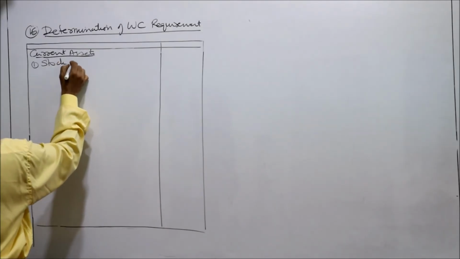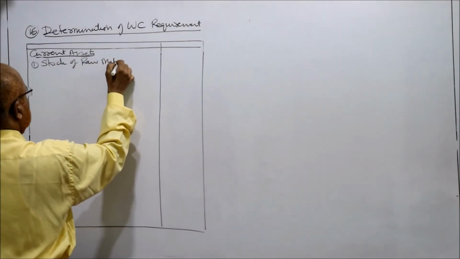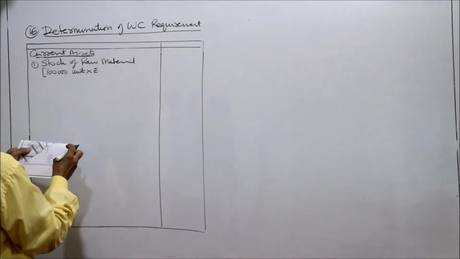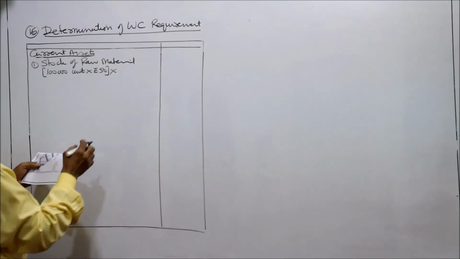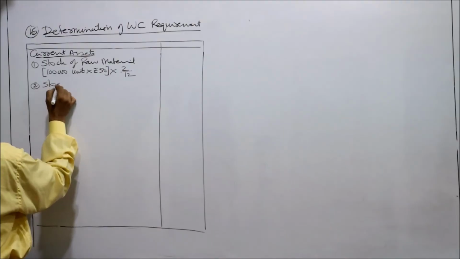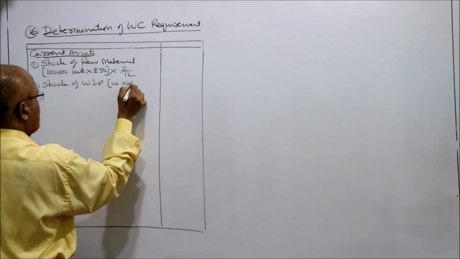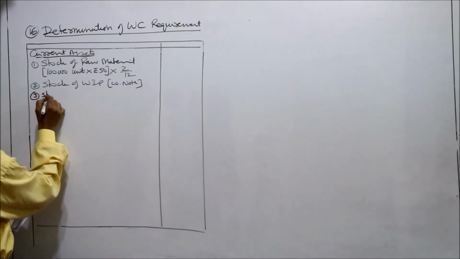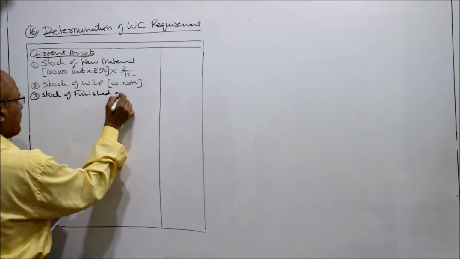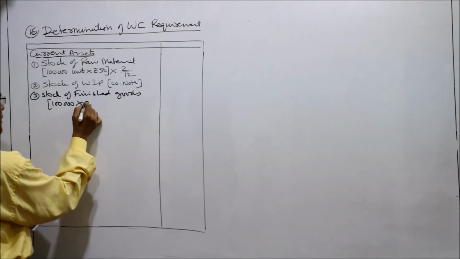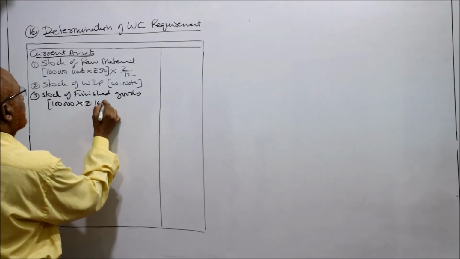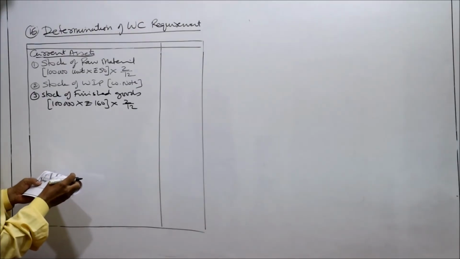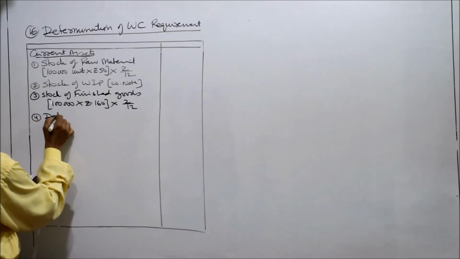So first one, stock of raw material. How many units are we making? 1 lakh units into rupees. Per unit raw material is 50 rupees, into duration. Raw material is in stock for 2 months, 2 by 12. Second, stock of WIP, work in progress, working note. Next one is stock of finished goods: 1 lakh units into rupees, total cost is 160, into 2 by 12, as finished goods are in stock for 2 months. Then cash sales, then creditors, debtors.